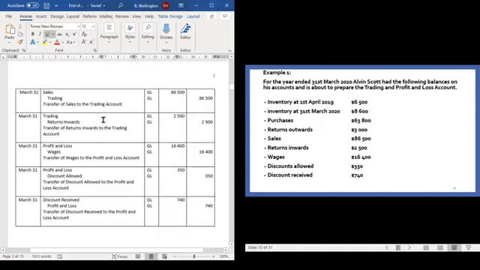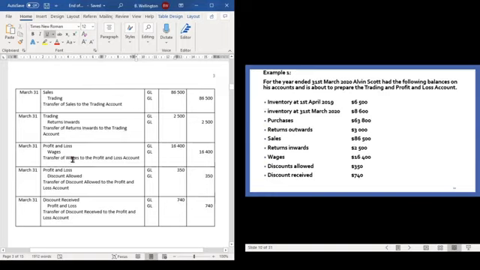To transfer the returns inwards, which would have had a debit balance on it, to transfer that amount out of the returns inwards account, you will have to make a credit entry in the returns inwards account. So your journal entry will say debit the trading account with $2,500 and credit the returns inwards account with the $2,500. The narration will say transfer of returns inwards to the trading account.